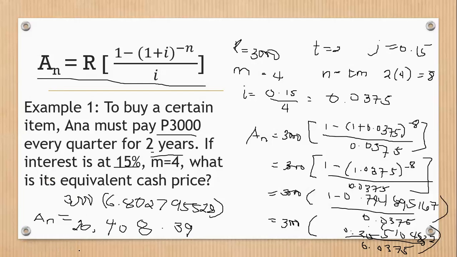So yan po yung present value, or yung amount ng item na kinuha ni Ana. Kaya po siya naghuhulog ng 3,000 quarterly with a 15% interest rate.